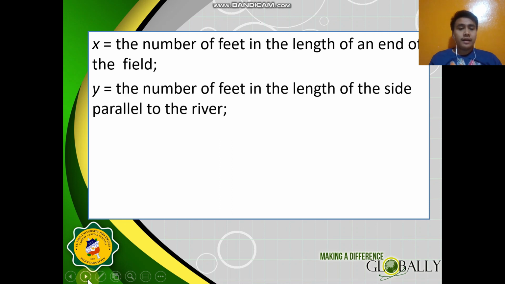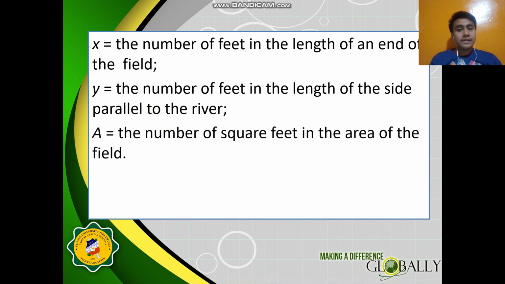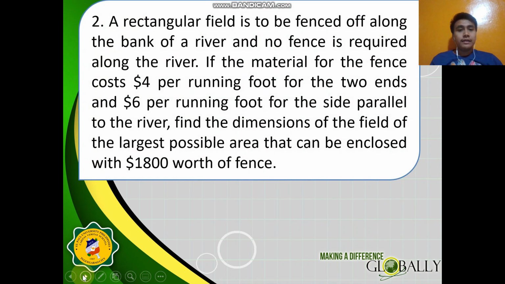So we are going to let x be the number of feet in length of an end of the field. Also, we are going to let y be the number of feet in the length of the side parallel to the river, and A be the number of square feet in the area of the field. Therefore, A is equal to the product of x and y, or the number of square feet in area must be equal to the product of the number of feet in length of the side parallel to the river multiplied by the number of feet in length of the end of the field. So next slide we have here.